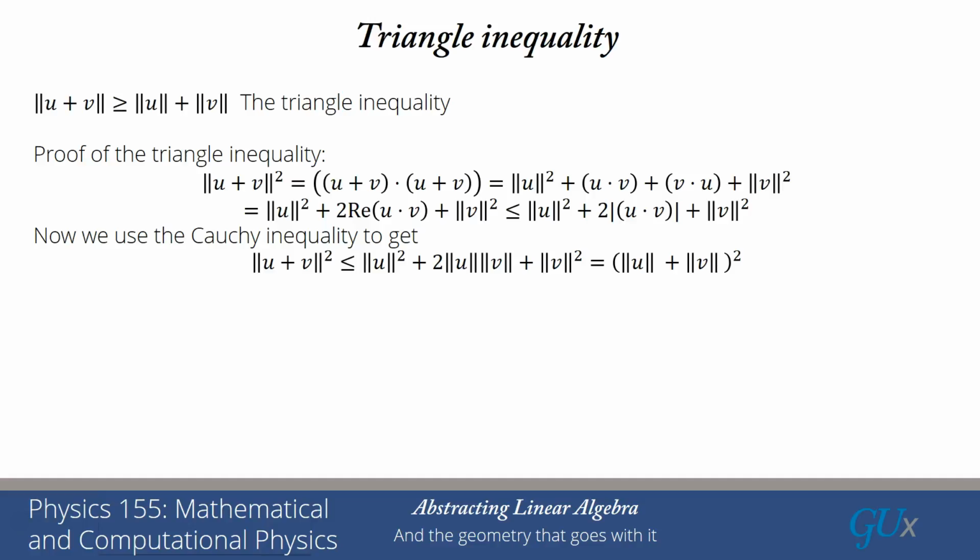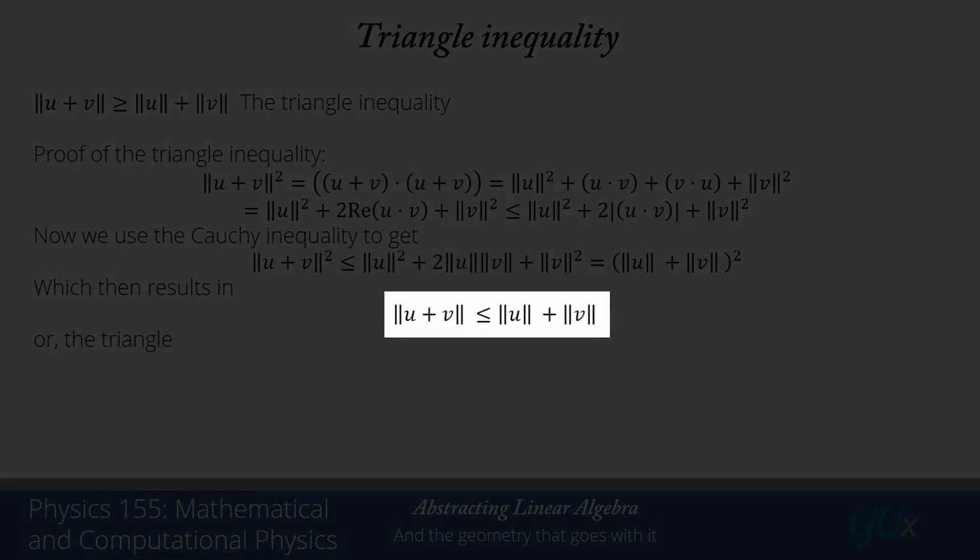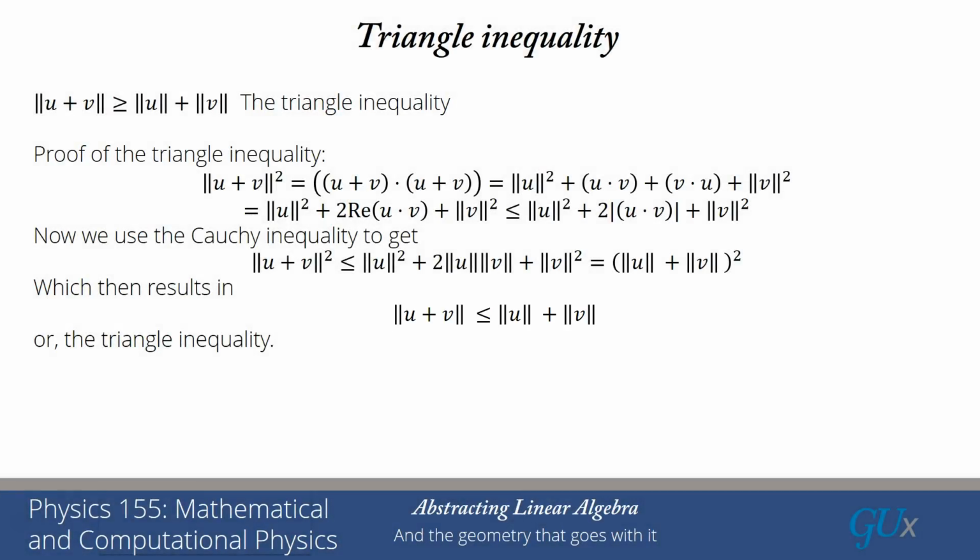On the right-hand side, now I can factorize the right-hand side as the norm of u plus the norm of v, squared. And now I can take the square root of the two. So I'll get the norm of u plus v is less than or equal to the norm of u plus the norm of v, and that is the triangle inequality. And I can see both on this page and on the previous page, if you look at the formula I wrote on the top, that has the triangle inequality in the opposite direction, which of course would be very difficult to prove because it's not correct.